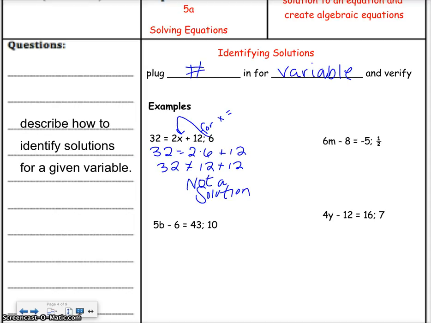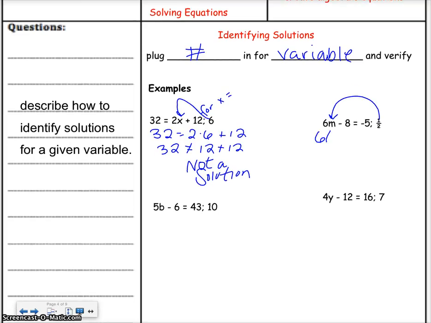So 6m minus 8, does that equal negative 5 for m equaling 1/2? Again, that's what that semicolon is, for the variable equaling 1/2. So you put a half right where the variable is. Does 6 times 1/2 minus 8 equal negative 5? Half of 6 is 3. Does 3 minus 8 equal negative 5? Heck yeah, it does. Negative 5 does equal negative 5. Yes, it's a solution.